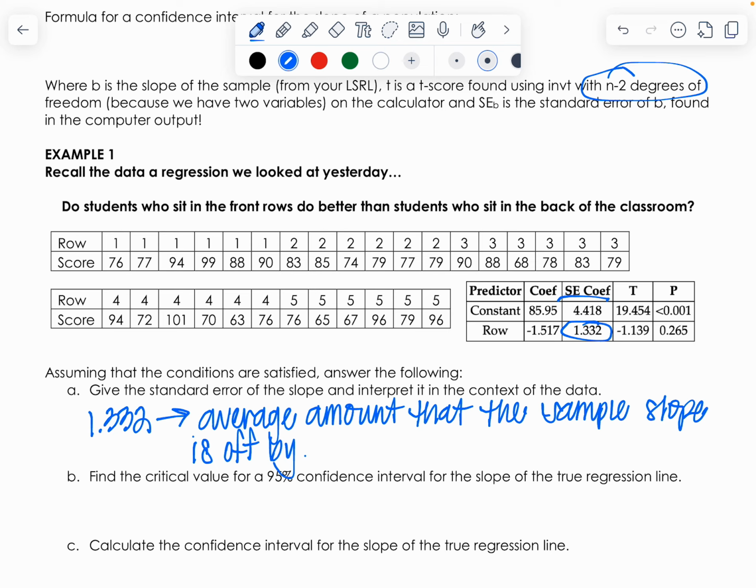Right, the critical value for a 95% confidence interval. So remember, this is inverse t. When we do inverse t, we have to put the area to the left. That area to the left for a 95% is 0.025. And then we have n. We have a total of 30 students minus 2. So we could just write 28 degrees of freedom. Remember, to get to inverse t, we go to second vars. It is option 4, 0.025, 28. And we have negative, so plus or minus 2.05.